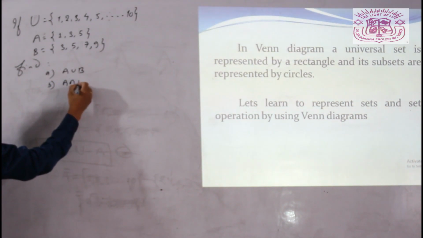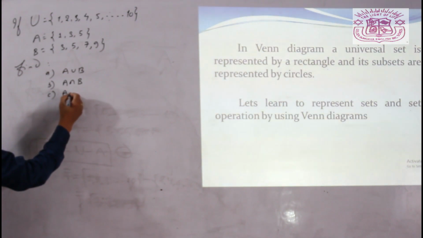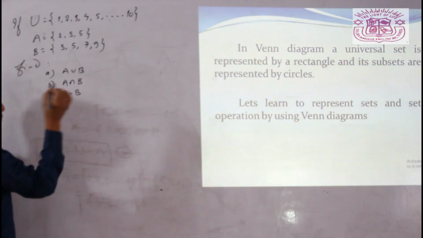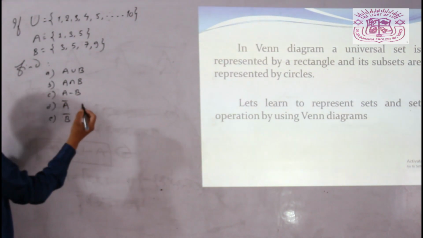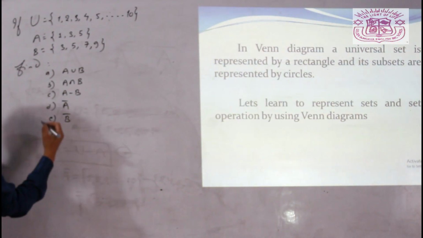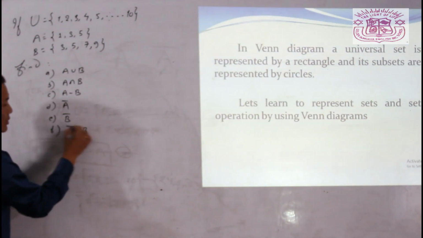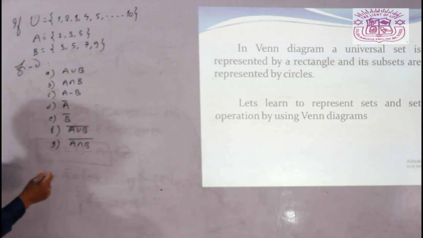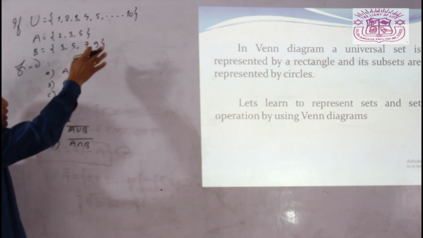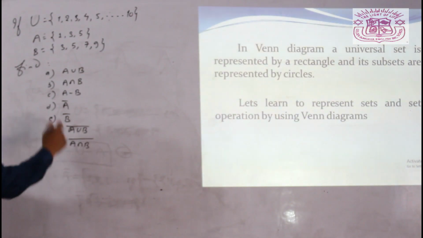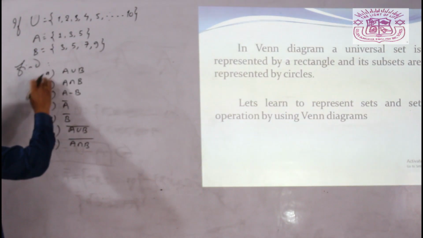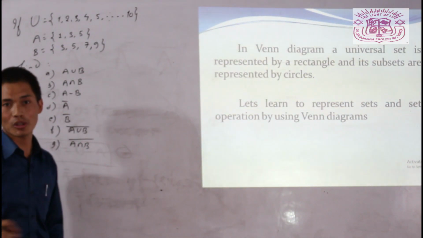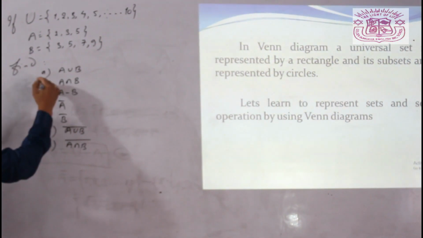We find A intersection B. We find A difference B. We can find A complement. Let me say we just find B complement also. We'll find A union B complement, A intersection B complement, and so on. You can prepare the question yourself. I have just given an example, and one by one we will find A union B, A intersection B, difference, complement, and we will draw the Venn diagram for these all questions as well. Right? Okay, let's start from here.